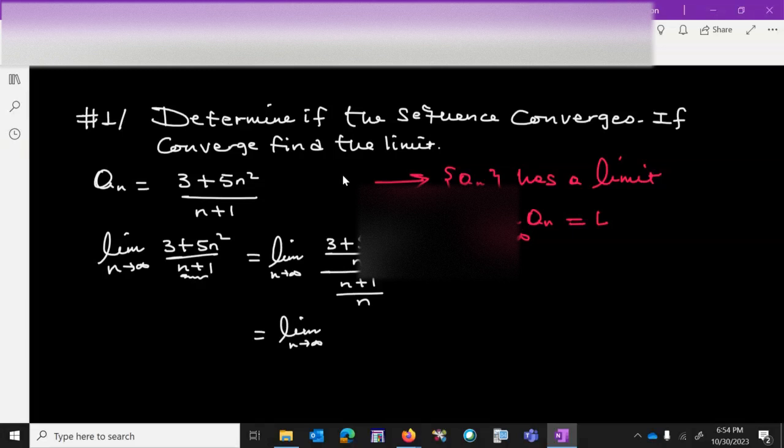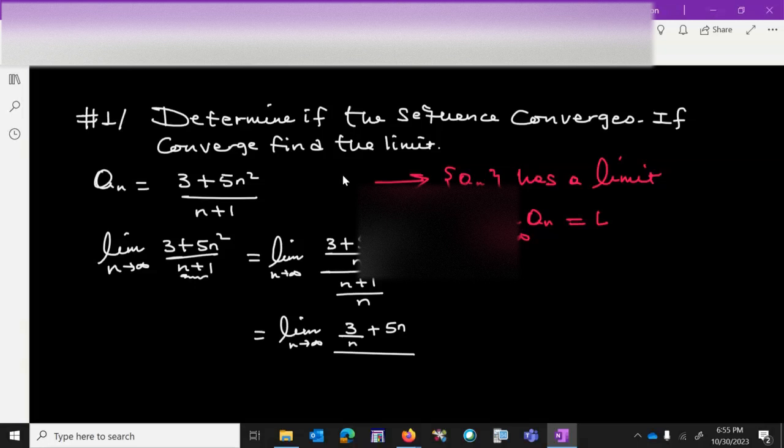So 3 over n, that's 3 over n. Let's go one more step: 3 over n plus 5n squared over n. One n will cancel with one n, and I remain with just 5n, because this division by n applies to everybody in the numerator, for the 3 and for the 5n squared. And then the same thing is true for the bottom one.